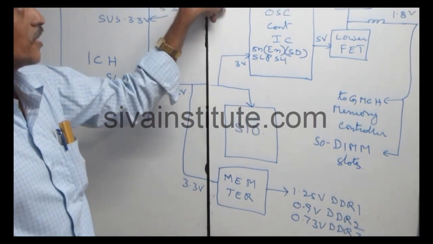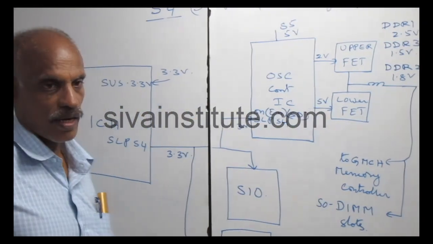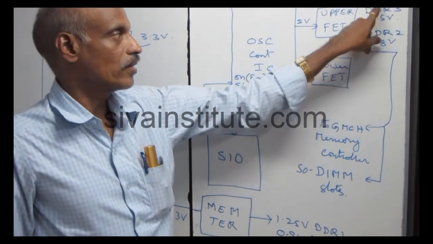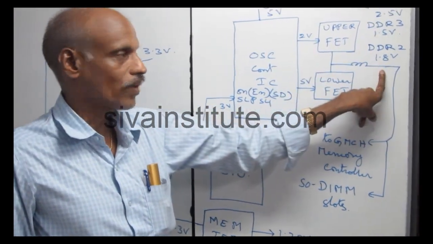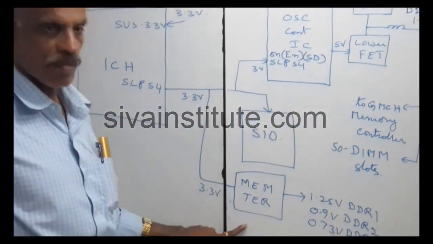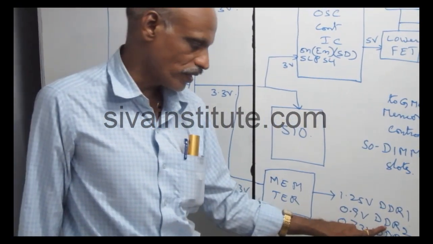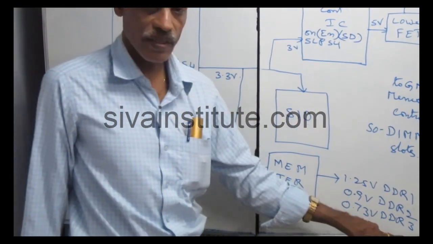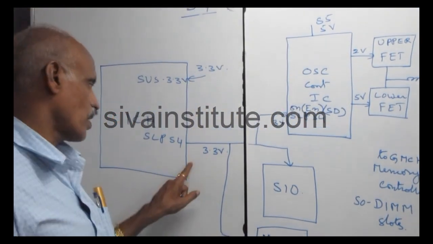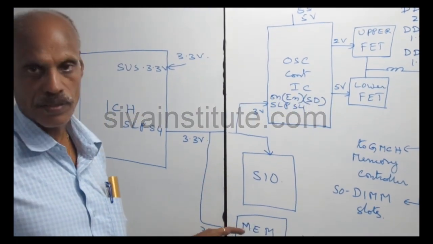So in the S4 command, 2 voltages are released: one memory supply and one memory termination supply. This memory supply is DDR1 2.5 volts, DDR2 1.8 volts, DDR3 1.5 volts, and the termination supply is also 1.25 volts for DDR1, 0.9 volts for DDR2, 0.73 volts for DDR3. This is the S4 command. With no S4 command, this voltage will not release in any circuit.